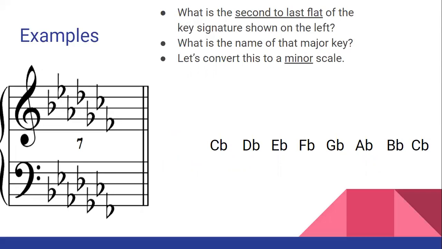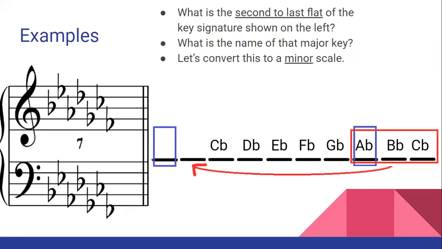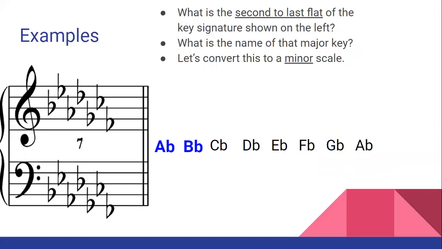Let's do all of the flats. The second to last flat is C flat. So we've spelled out our C flat major scale. Go down 2 notes to find A flat. We're going to move A flat to the beginning of the scale. Look at that. All of the notes are flat because that's what the key signature tells us to do.